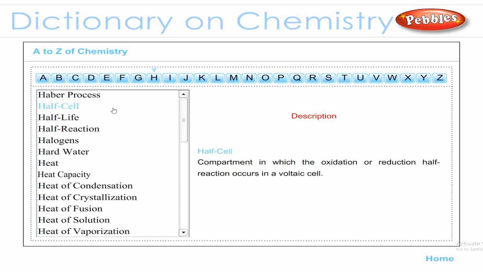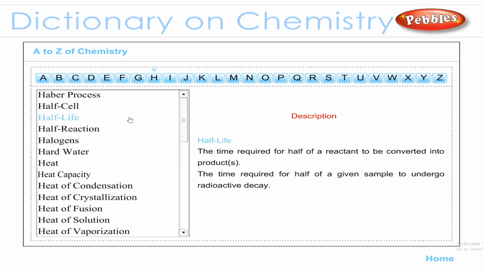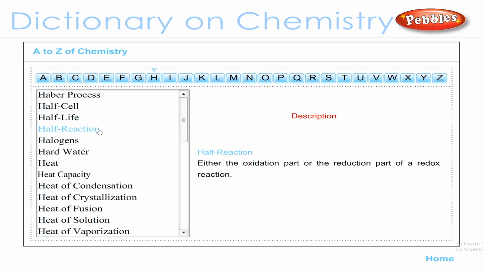Half cell. Compartment in which the oxidation or reduction half reaction occurs in a voltaic cell. Half-life. The time required for half of a reactant to be converted into product or products. The time required for half of a given sample to undergo radioactive decay. Half reaction. Either the oxidation part or the reduction part of a redox reaction.